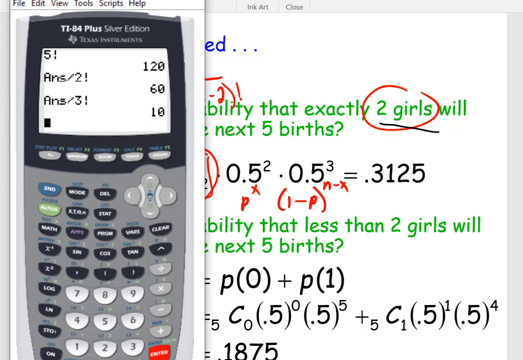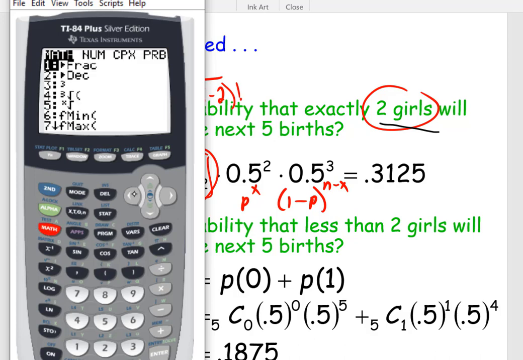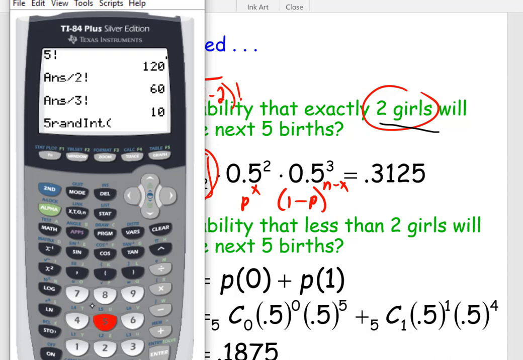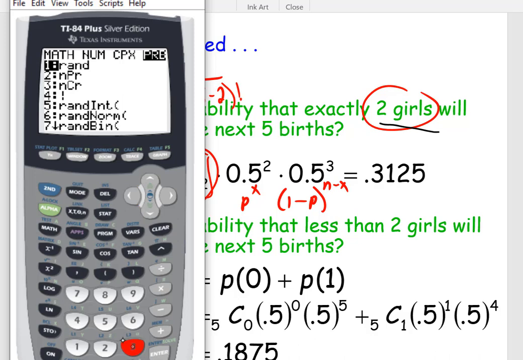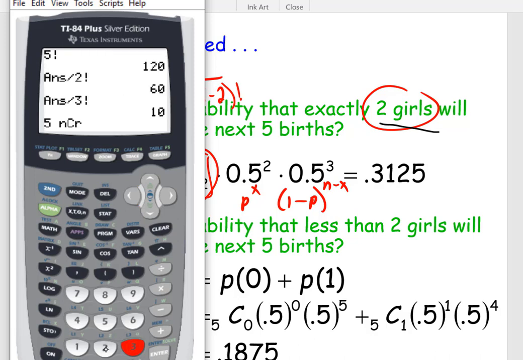Luckily, the calculator actually has a built-in function for 5 choose 2. Could have entered 5, go to math, probability. See, option 3 is nCr. Well, 5 is n, that's the total number of trials. Let me clear this out. Something went wrong here. Let me try that again. So 5, math. Option 3, nCr. 2. And notice we get 10 for that value.